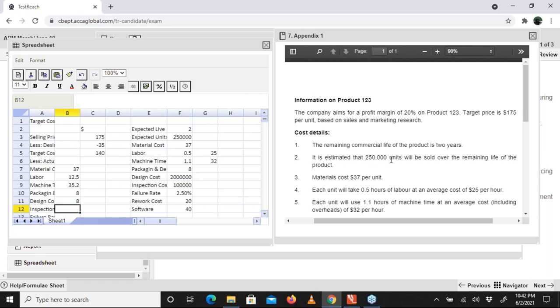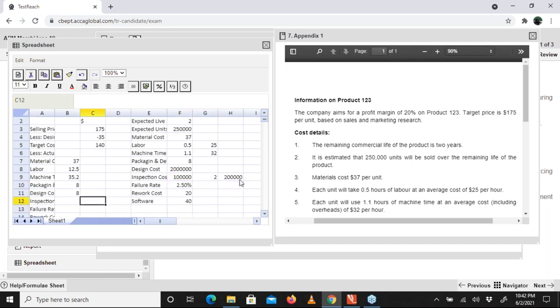What will be sold over the remaining life of the product? The life was 2 years. So I'm assuming that if the life is 2 years, this is going to be twice, so this is going to be this into 200,000. So I could say the inspection cost is 200,000 divided by the expected number of units, which gives you 0.8, and I could say that the failure rate is 2.5%.